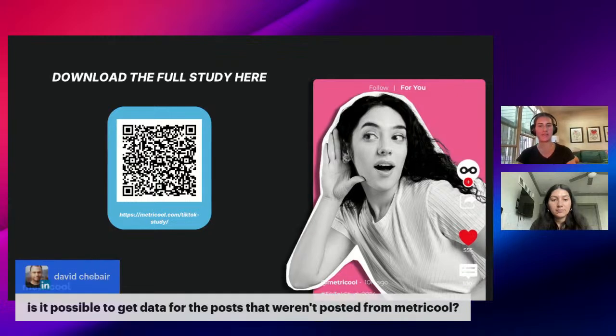So this question from David: is it possible to get data for the posts that weren't posted from Metricool? Yes. Since we have direct API data access from our connected platforms, even if you don't publish or schedule content through Metricool, you can still track your published content on social media. You can find this in your analytics section to understand the metrics for your content.